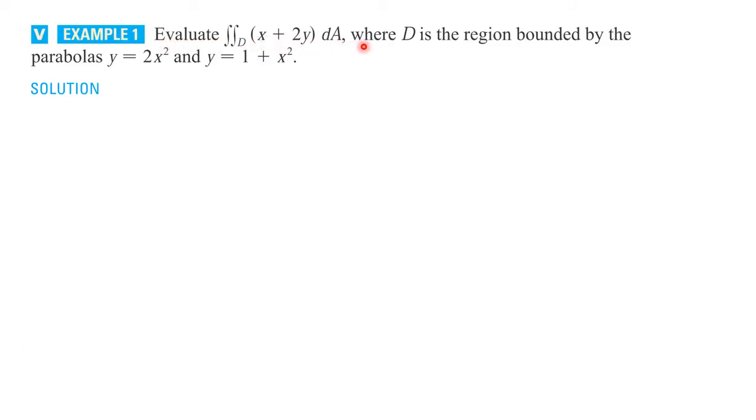Evaluate the double integral where D is a region bounded by the parabolas y is equal to 2x square and y is equal to 1 plus x square. So for limits of x, 2x square is equal to 1 plus x square, we will solve these two equations. 2x square minus x square, we'll get x square is equal to 1. Taking root of both sides, we'll get x is equal to plus and minus 1.